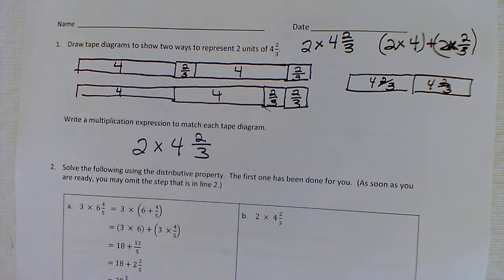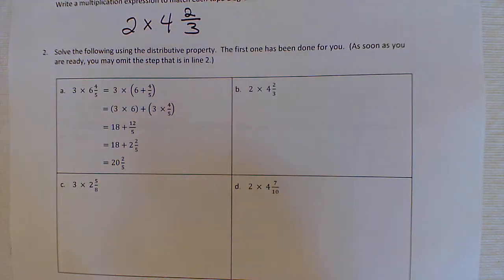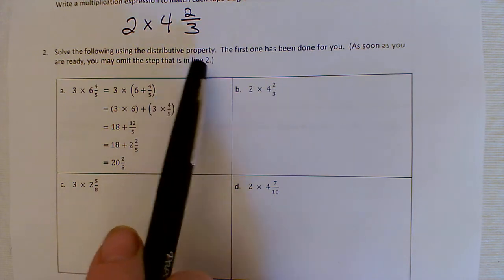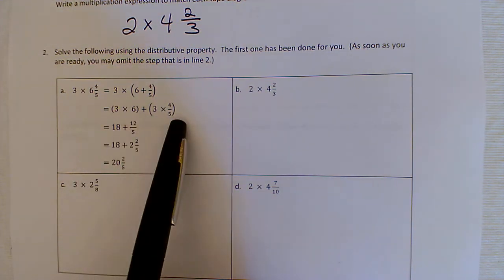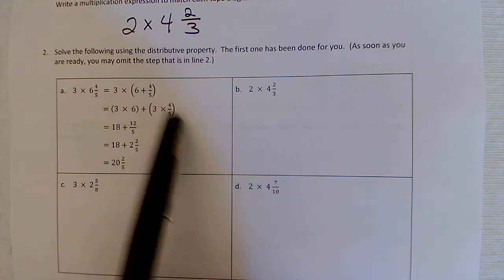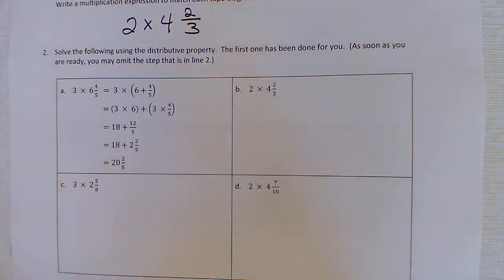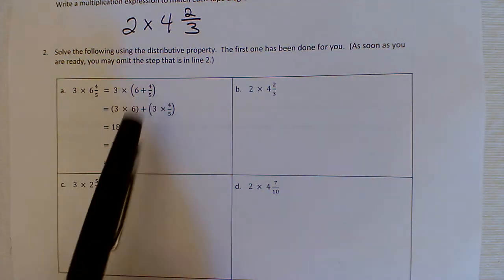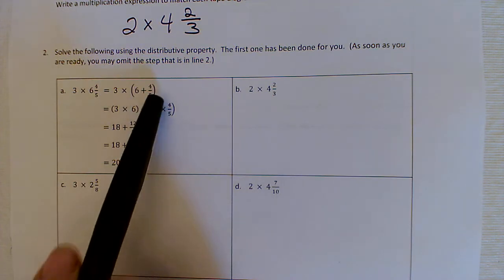Okay, so now for number 2, it says, solve the following using the distributive property. The first one has been done for you. So you can see here it also says that you may omit the step that is in line 2, and they're talking about this, that you don't have to do this. For today, I'm going to ask you guys to continue modeling this out, but what they're saying is that you could have just in your head said 3 times 6 is 18 and 3 times 4/5.